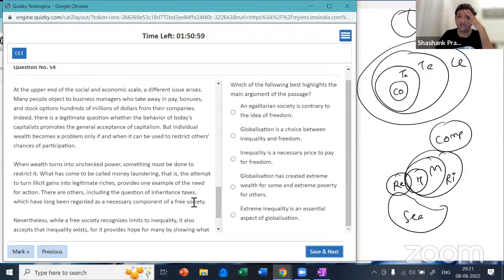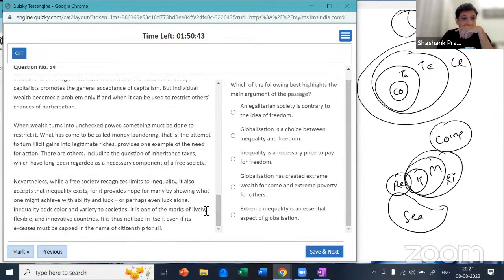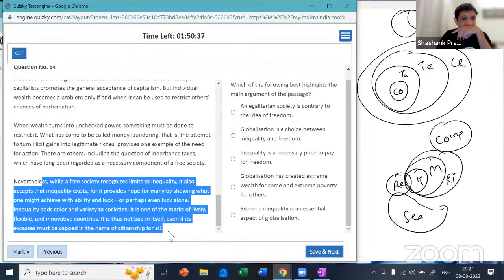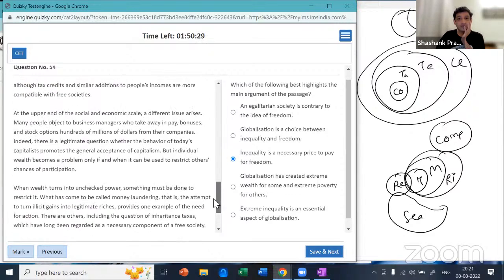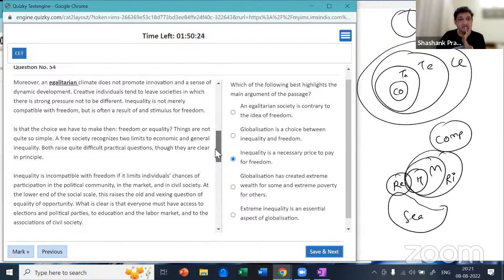So egalitarian is contrary to the idea of freedom. Egalitarian, I was reading something about egalitarian, I forgot. Egalitarian means everybody is equal. But then it's not this thing of development. Freedom, I don't know if it's related. Okay. Globalization is between inequality and freedom. And inequality is necessary to be possible. I think this is the one, because the last part talks about inequality completely. Everything talks about inequality. So I'm looking for option 2 and 3. But if you need freedom, then there has to be a price basically.